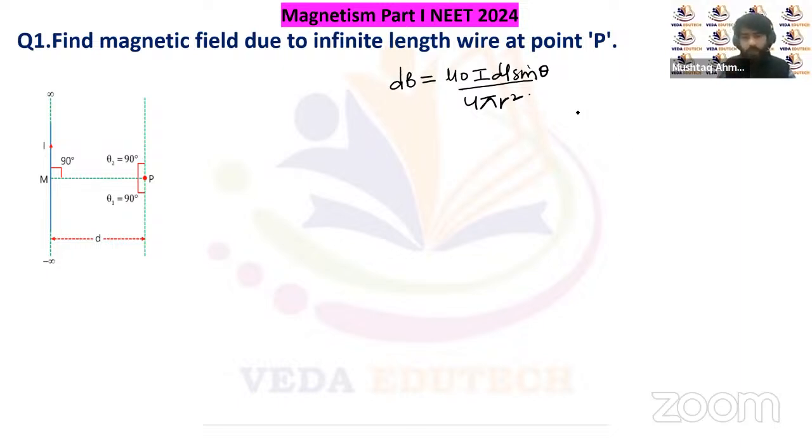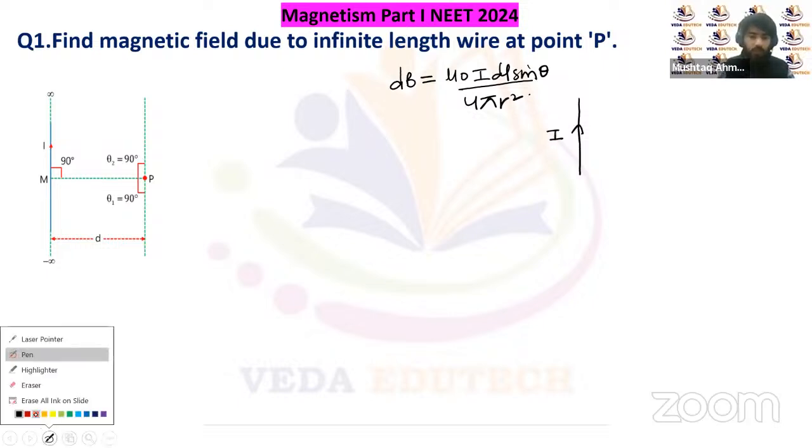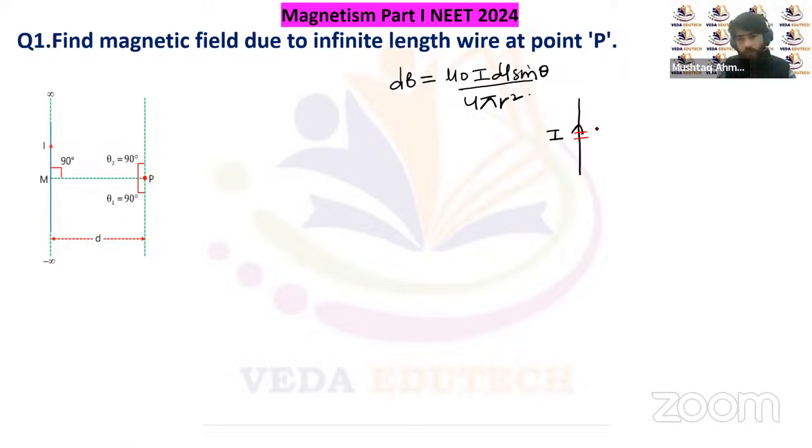Let's suppose this is the wire, and the current I is flowing through it. If we choose a current element dl vector, we have to find the magnetic field at this point P. The line joining this current element and point P is this. The angle between the current element and the line joining the point at which we have to calculate the magnetic field, let's suppose, is theta.